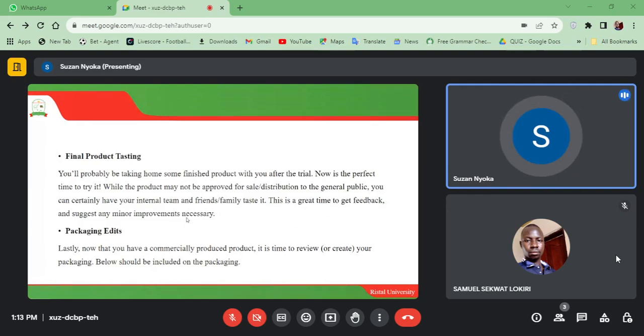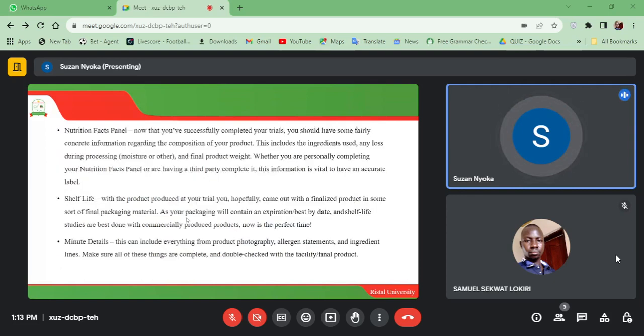Next is your packaging edit. Lastly, now that you have a commercially produced product, it is time to review or create your packaging. Below should be included on your packaging. One, on your package, you need to have a nutrition facts panel. Now that you've successfully completed your trial, you should have some very concrete information regarding the composition of the product, the ingredients used, or any loss during the processes.